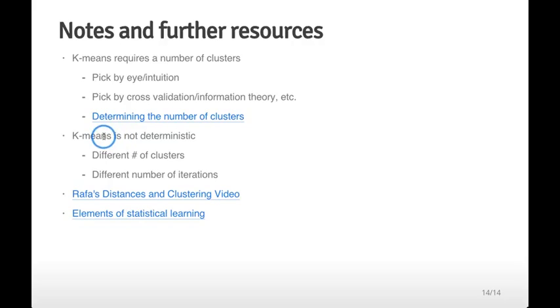K-means is actually not deterministic, as I've mentioned, so for a different number of clusters or a different number of iterations, you might get a different k-means output. In fact, if you use the exact same points but you use different cluster centers and you rerun the algorithm the same number of iterations, you may actually get different clusterings. So again, I've linked here to Rafa's Distances in Clustering YouTube video, which gives an example of this clustering algorithm and gives some more information, as well as the Elements of Statistical Learning, which has much more mathematical detail about the k-means clustering algorithm.